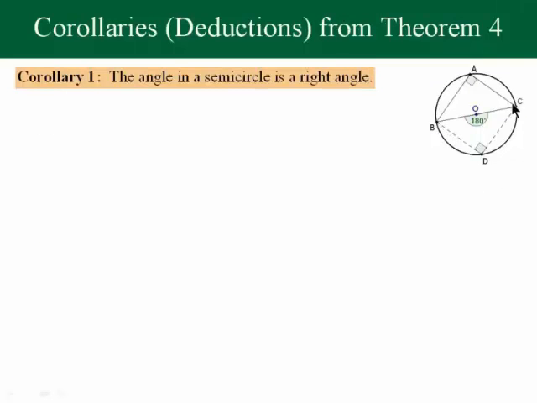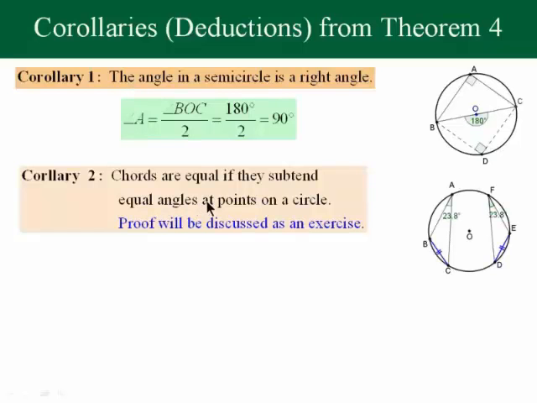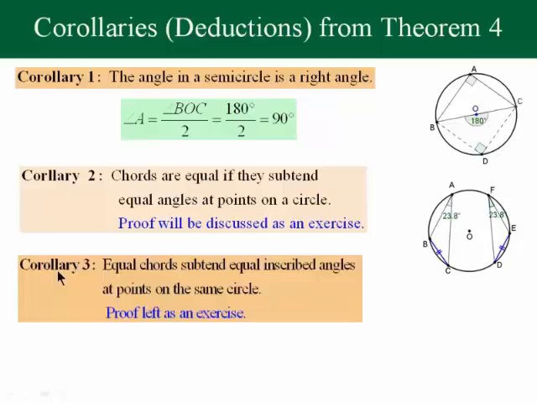Then here the chord is a diameter, and we can then conclude equal angles at points on the circle. So the two chords BC and DE will be equal in length if they subtend equal inscribed angles at points on the circle. We will discuss this proof as part of an exercise.